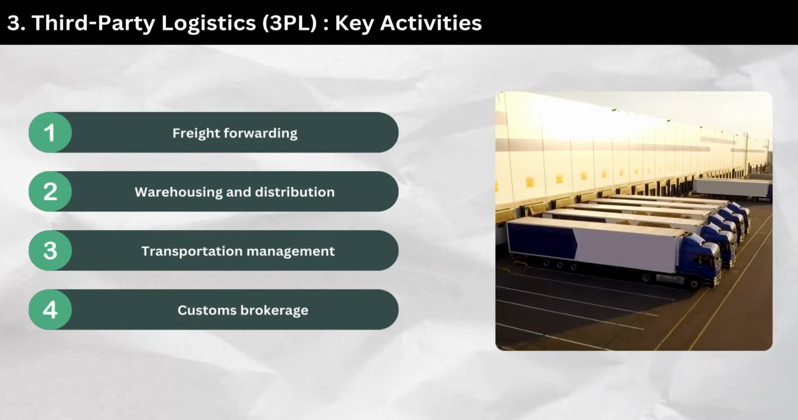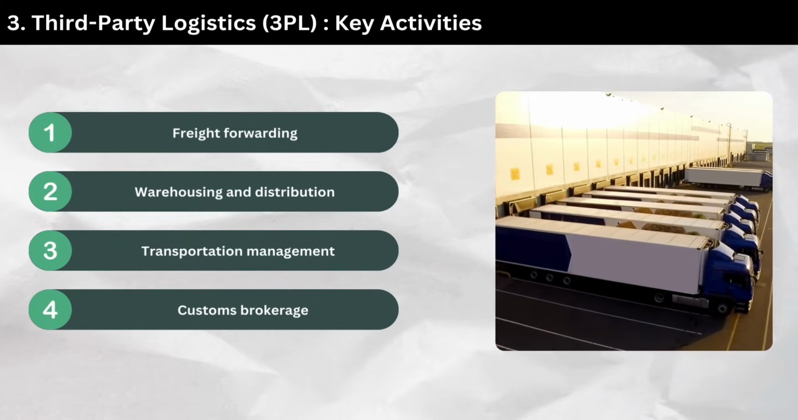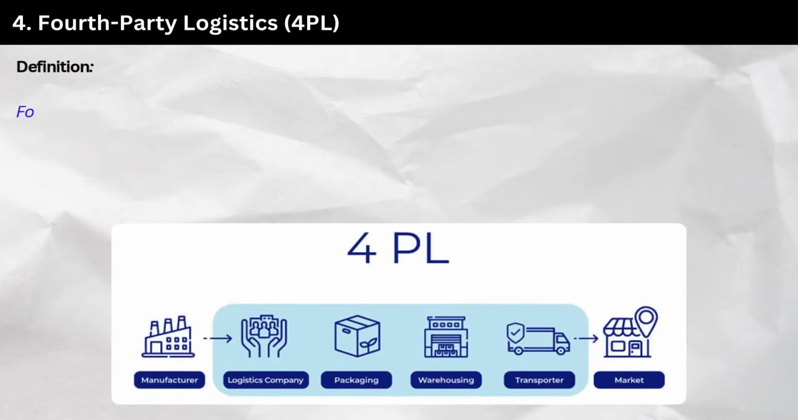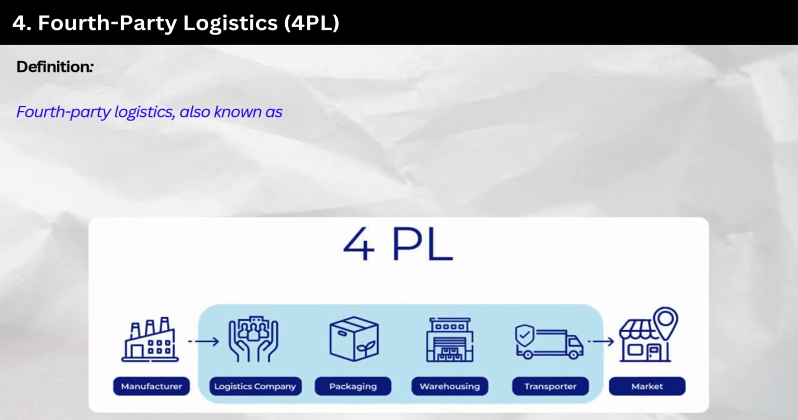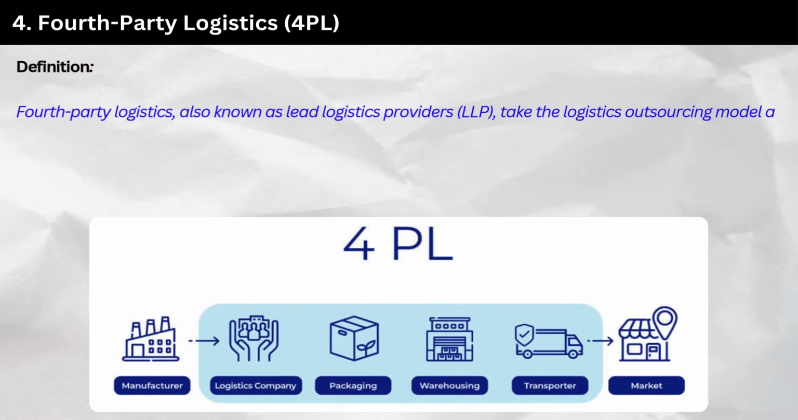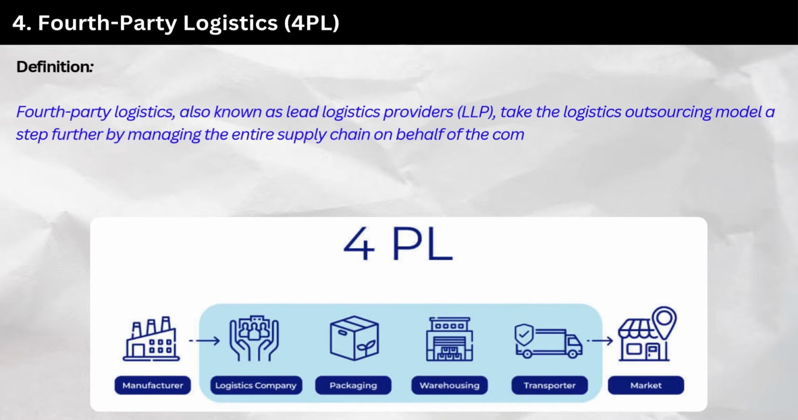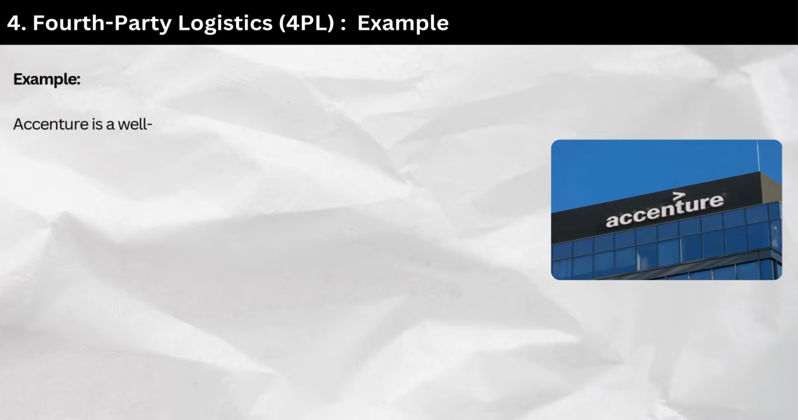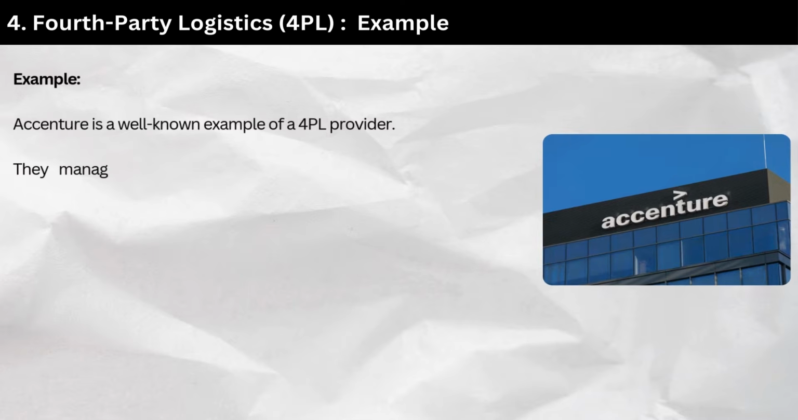Freight forwarding. Warehousing and distribution. Transportation management. Customs brokerage. 4. Fourth-party logistics, 4PL. Definition. Fourth-party logistics, also known as lead logistics providers, LLP, take the logistics outsourcing model a step further by managing the entire supply chain on behalf of the company. A 4PL provider acts as a single point of contact for all logistics activities, including the coordination of 3PL services. Example. Accenture is a well-known example of a 4PL provider.